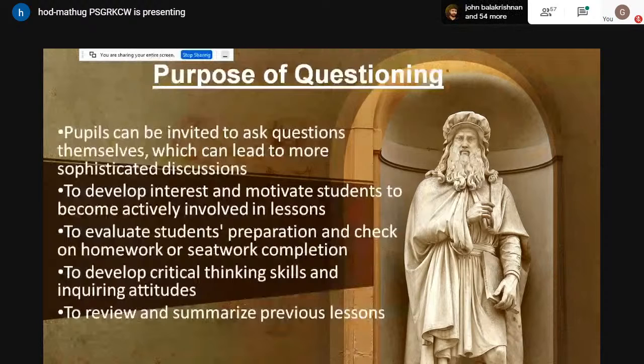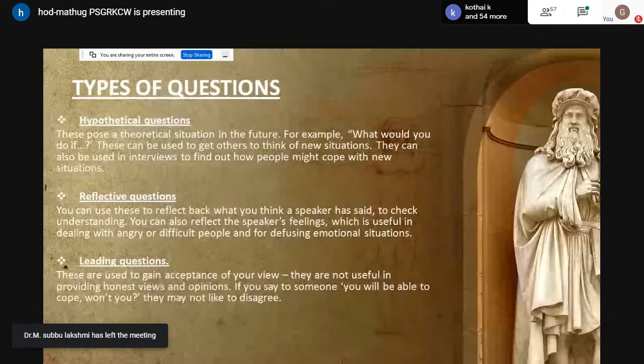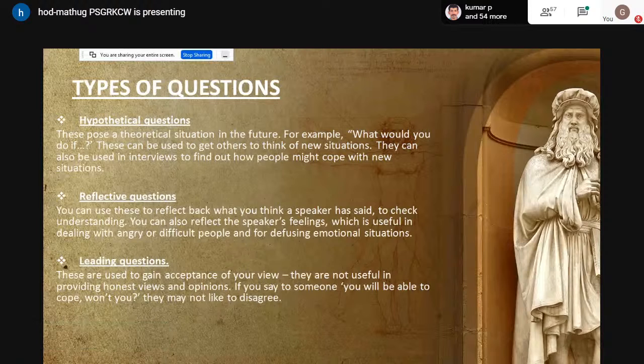Then hypothetical questions. Suppose the situation had been otherwise, what would you have done? So some such hypothetical questions also you can give, and these pose a theoretical situation in the future. For example, what would you do if? These can be used to get others to think of new situations.